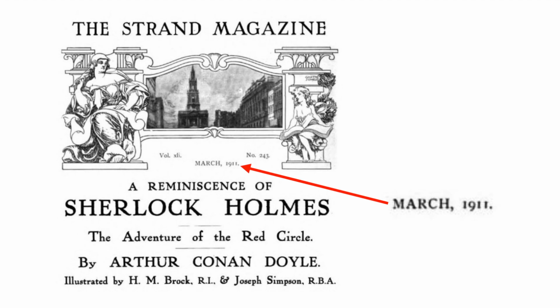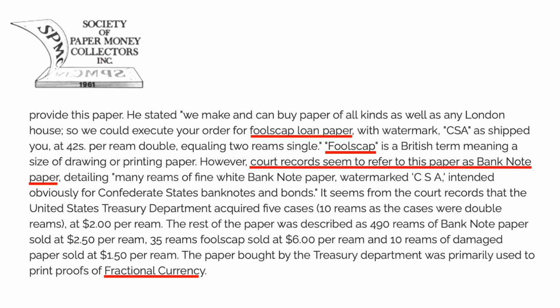This story, The Adventure of the Red Circle, was published in 1911, but 50 years earlier, during the Civil War, the Treasury Department of the Southern Confederate States was purchasing Foolscap as its banknote paper, following the lead of the U.S. Treasury. In an article from the website Society of Paper Money Collectors, we find information about the department's purchase of Foolscap in 1862. He stated, "We make and can buy paper of all kinds, as well as any London house, so we could execute your order for Foolscap loan paper." Court records seem to refer to this paper as banknote paper.